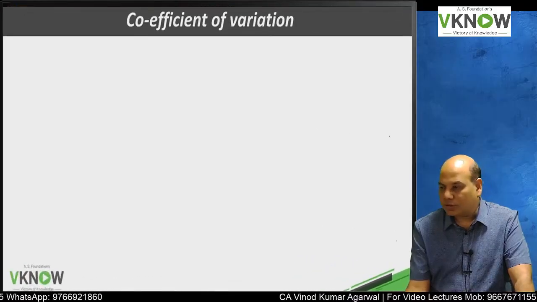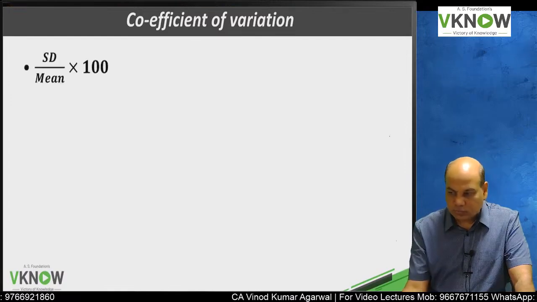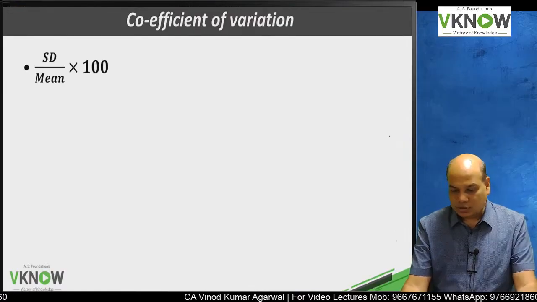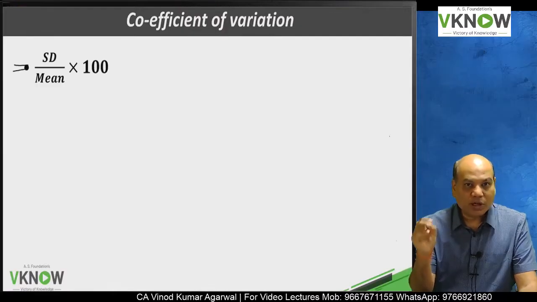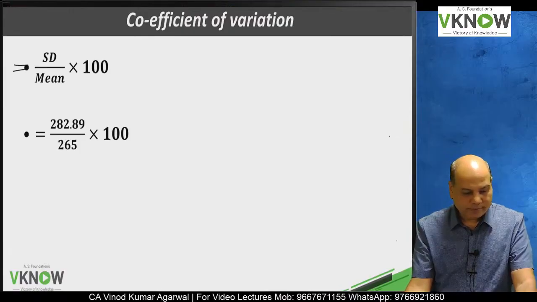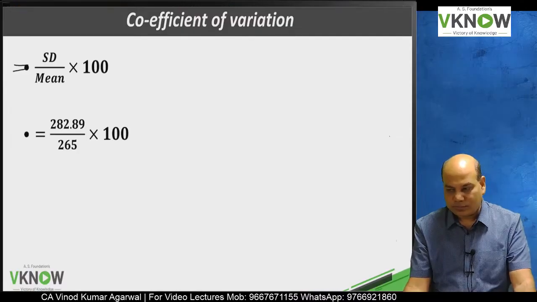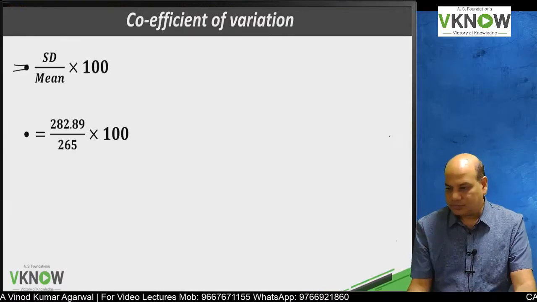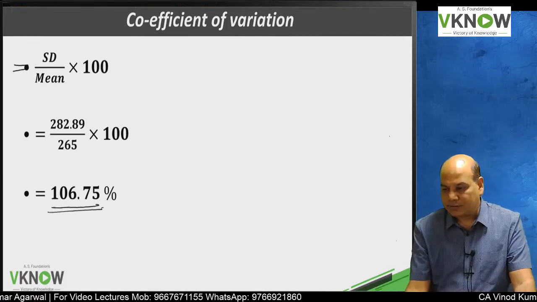Now write down coefficient of variation. Next calculation: coefficient of variation is equal to standard deviation upon mean into 100. Standard deviation 282.89, mean 265 into 100. That comes to 106.75.